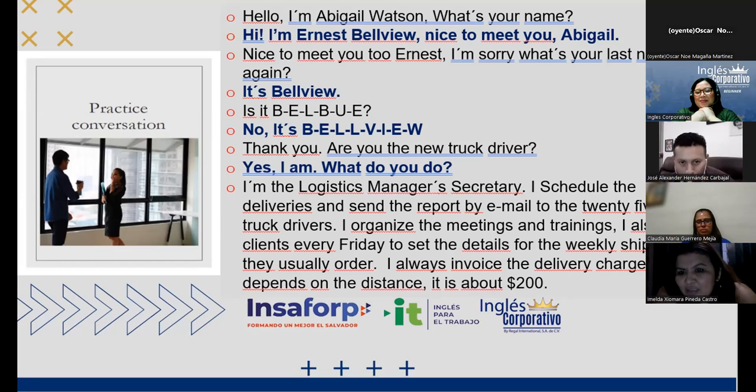I organize the deliveries and send the report by email to the 25 truck drivers. I organize the meeting and training. I also call clients every Friday to set the time for the weekend deliveries they usually order. I always invoice the delivery charge. It depends on the distance. It is about $200.